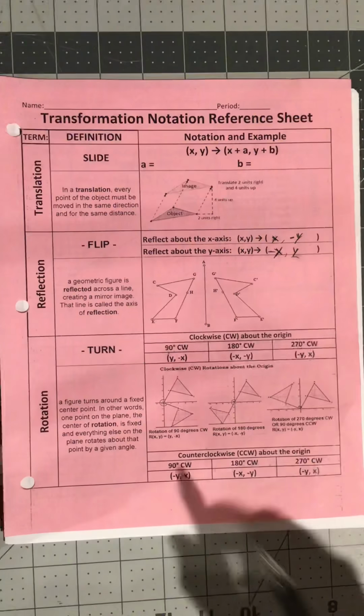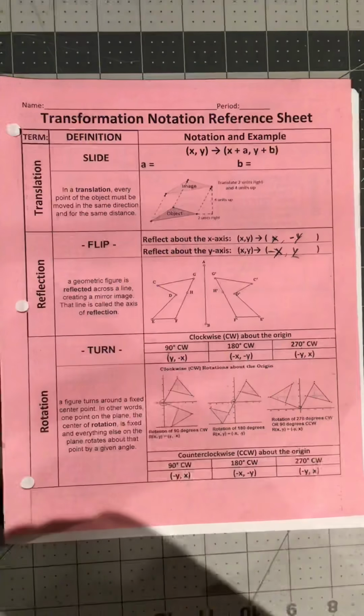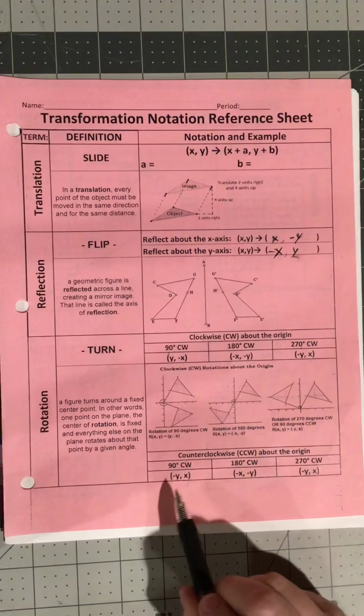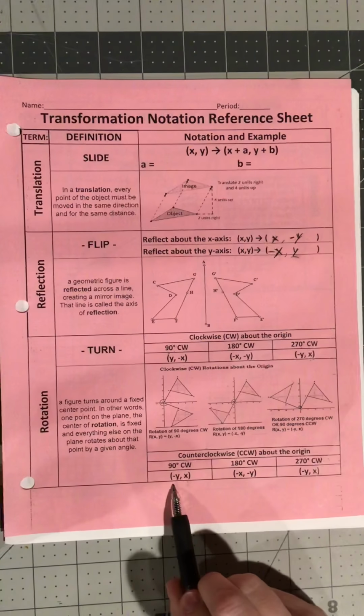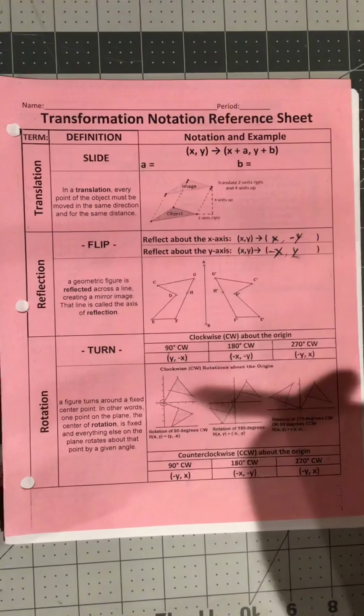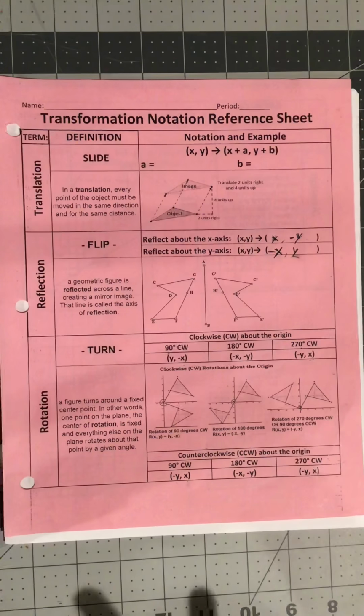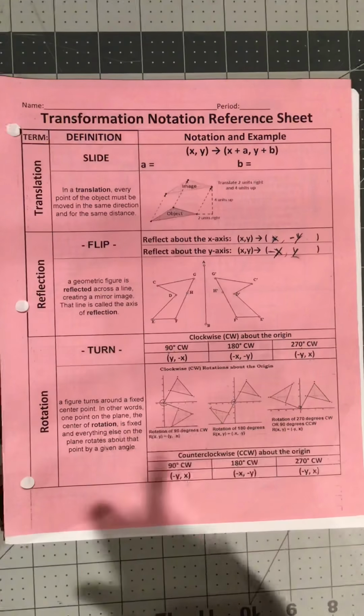Well, counterclockwise, we're moving the y up front still, but now when we move the y up front, it becomes negative. But when the x goes back, it stays the same. It doesn't change its sign. It'll just stay whatever sign it is.